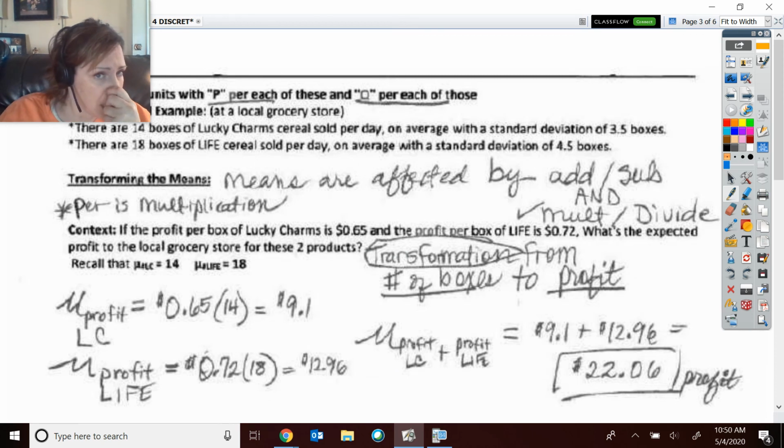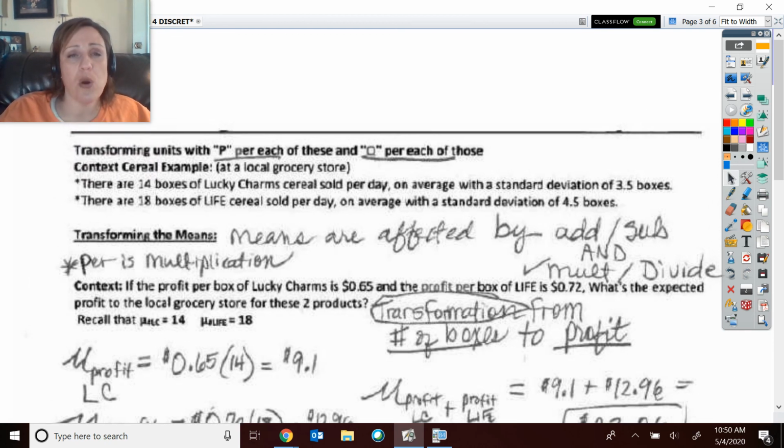All right, next. So what if I'm talking about a certain number of items per box of Lucky Charms cereal and a certain number of items per box of Life cereal? So this is items per section. Okay? So let's take a look at this situation. There are 14 boxes of Lucky Charms cereal sold per day on average, with 3.5 boxes. So this is a per day boxes sold. 18 boxes of Life cereal sold per day on average and a standard deviation of 4.5.